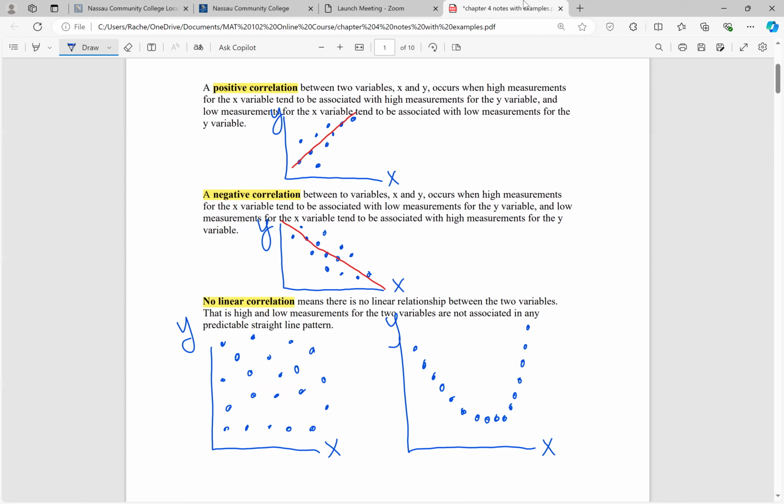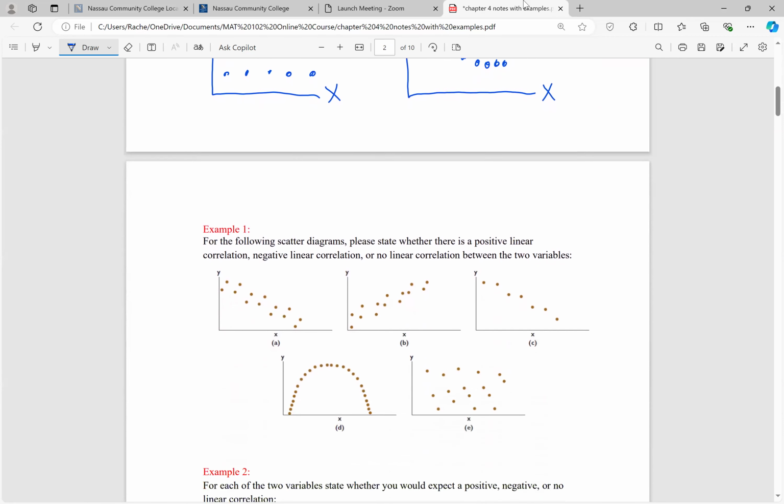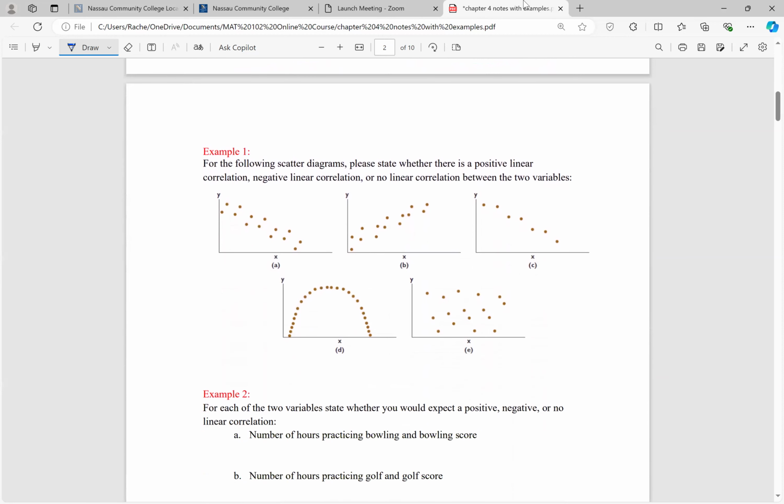So what I want to do right now is let's go to the first example and let's practice identifying whether there's a positive, negative, or no linear correlation between the two variables. So we're looking at example 1. So let's look at plot A.